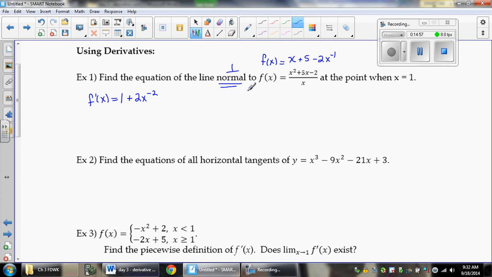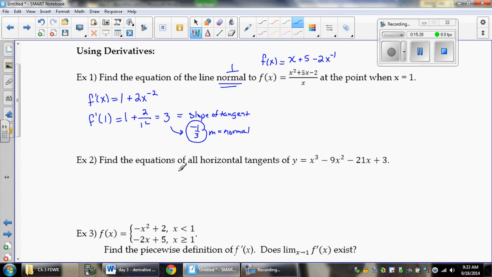I want the derivative at 1. So I want f prime of 1, which is going to be 1 plus 2 over 1 squared, which is 3. This is the slope of the tangent line. So that means that negative 1/3 is the slope for the normal line. I used m for slope. So this is going to be our slope for the normal line.